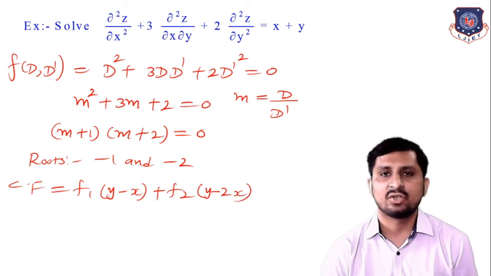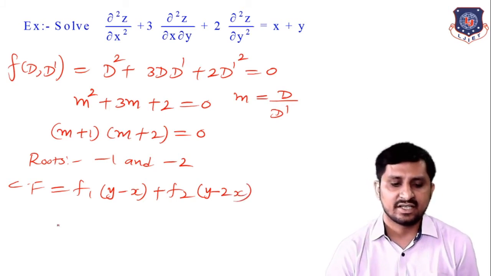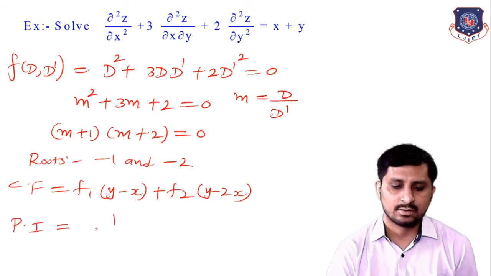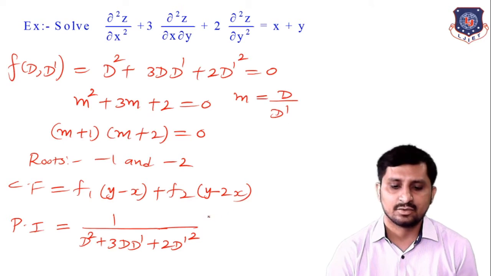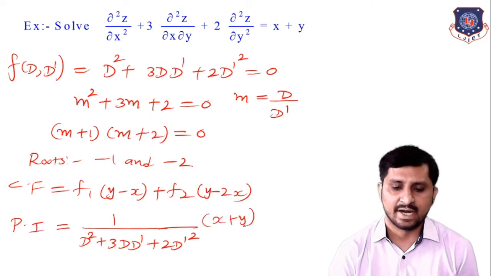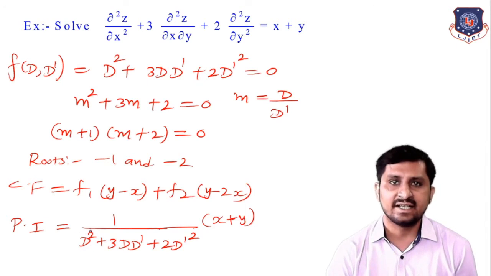Now I want to find the particular integral. So what is my particular integral? Particular integral equals 1 upon f of D, D dash, so that is 1 upon D square plus 3 D D dash plus 2 D dash square into x plus y. Now I want to take 1 upon D square as common, so that I need a 1 here.